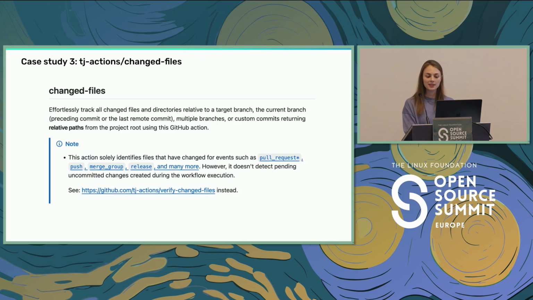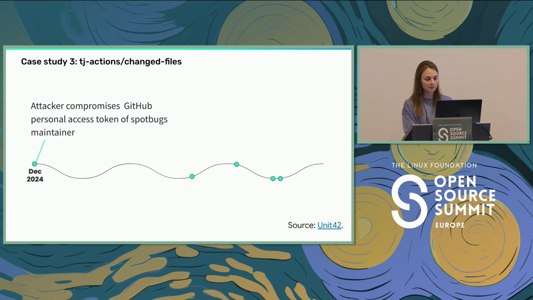tj-actions/changed-files is a GitHub action that allows users to track which files have changed across branches and commits. At the time of the compromise, around 23,000 GitHub repos were using this action as part of their CI/CD workflows.